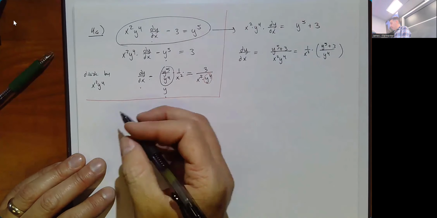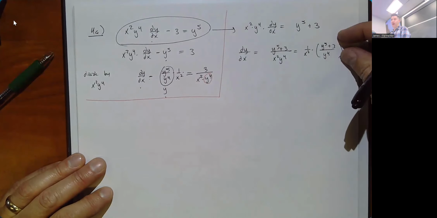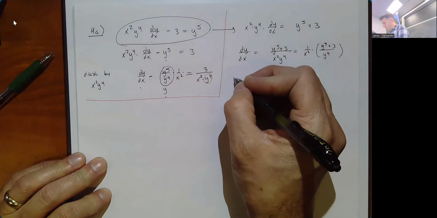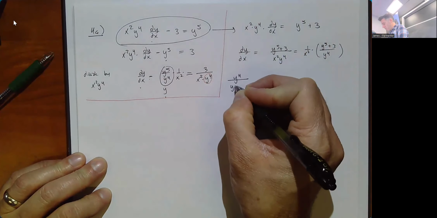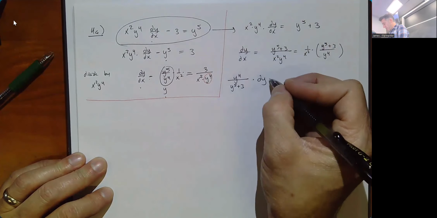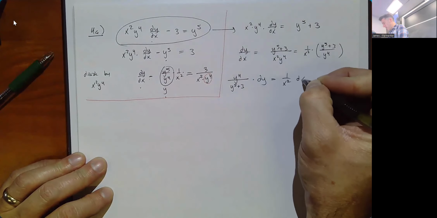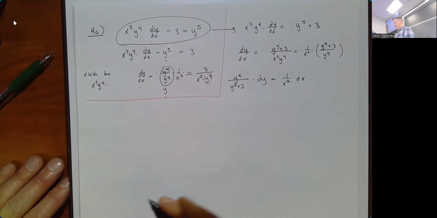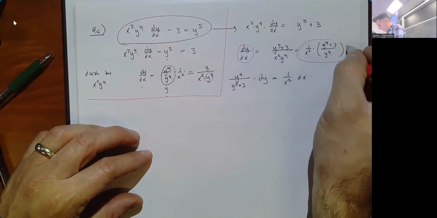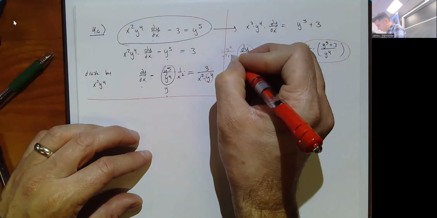And now I separate. So I'm going to get all the y's on the left, all the x's on the right. Instead of dividing by y to the 5th plus 3 or y to the 4th, we should just multiply by its reciprocal. So we're going to have y to the 4th over y to the 5th plus 3 times dy equal to, on this other side, I'm going to be left with just 1 over x squared times dx. From this equation here, I multiply both sides by y to the 4th over y to the 5th plus 3.